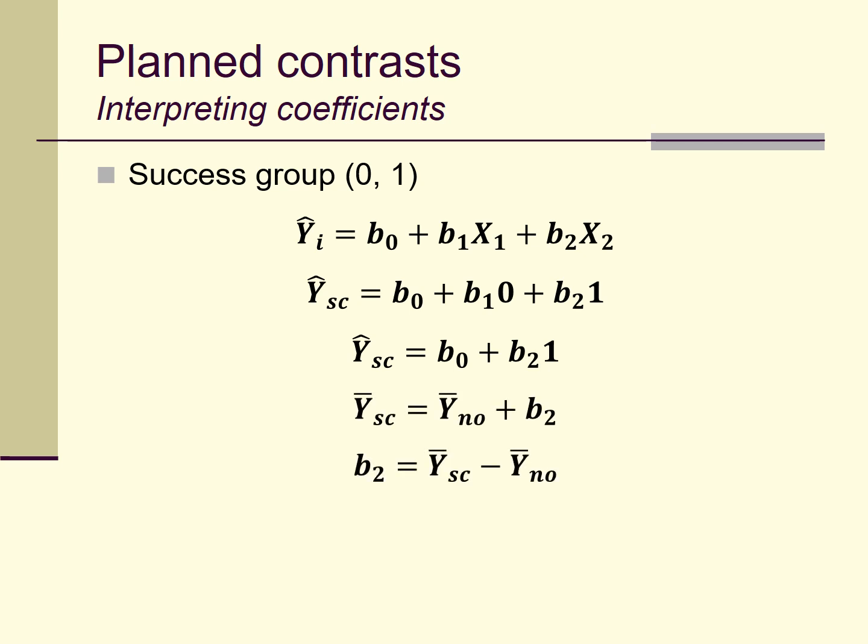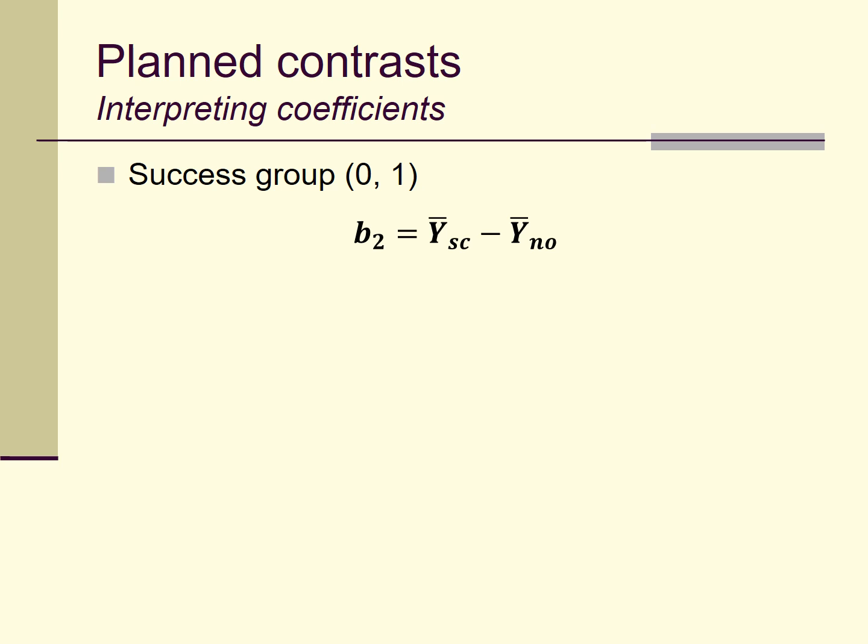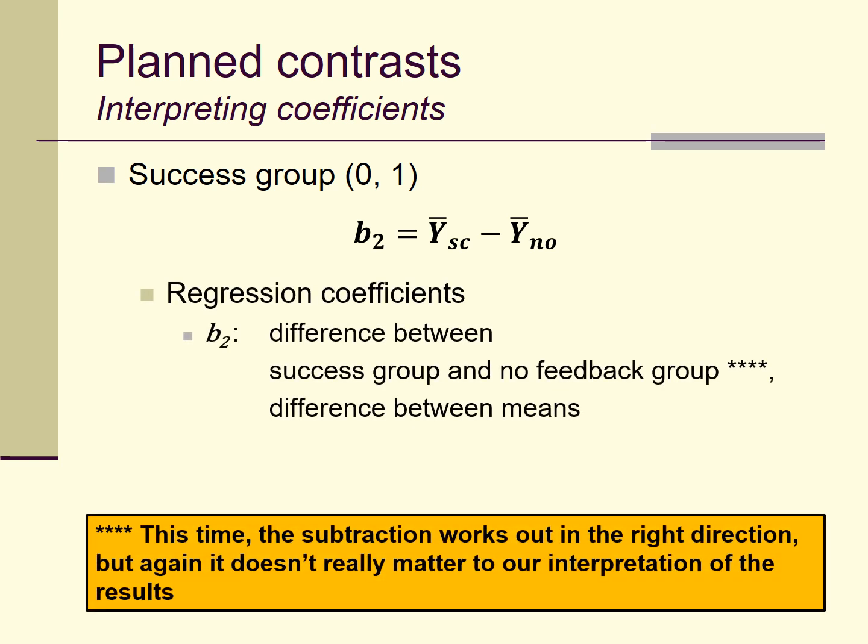We've got b sub 2 is equal to the average of the success group minus the average of the no feedback group. Isn't this algebra so much easier in dummy coding? There are just no fractions to screw around with. It's all just so simple to do. To summarize, b sub 2 is the difference, or the contrast, the comparison between the success group and the no feedback group.